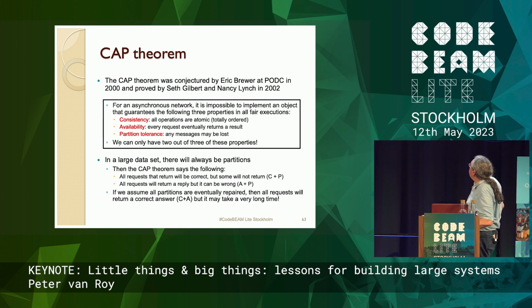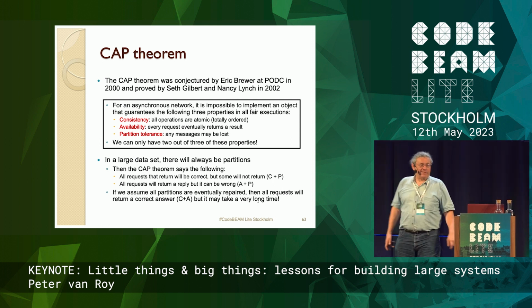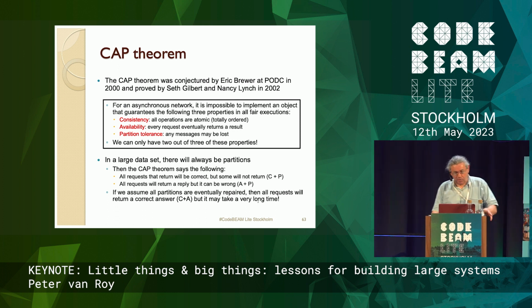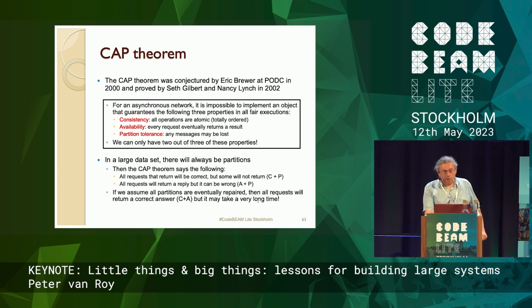And you can prove that. For example, if you have C plus P, you will not have availability. All the requests that return will be correct, but some will not return, okay? If we assume that all partitions are eventually repaired, which may be reasonable, then all requests will in fact return a correct answer, but it may take a long time because it depends on the repair, okay? So that's well known. But it's not just partition tolerance.